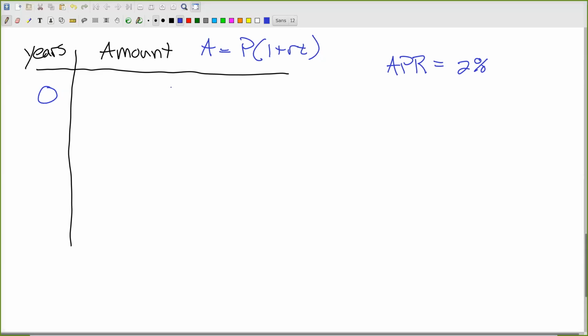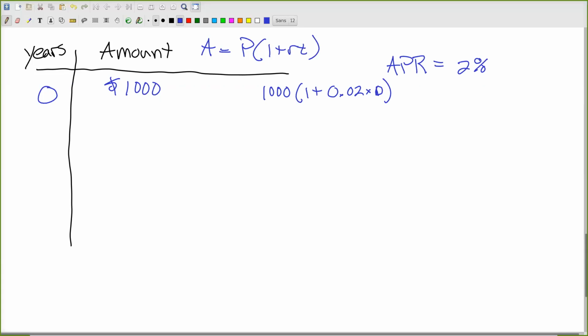So my initial amount, like I got to give them some money. So let's say I've got $1,000 to invest. So my initial investment is going to be $1,000. 0 time has gone by. So if I were to plug that information in here to double check with the formula for 0 years, I would get P is 1,000 times 1 plus 2% as a decimal, right? Be 2/100ths times 1 year, 0 years, right? I'm just giving them the money. No time has gone by.